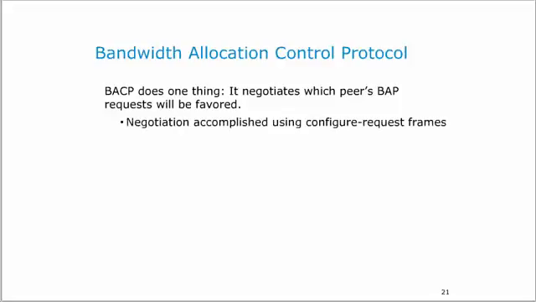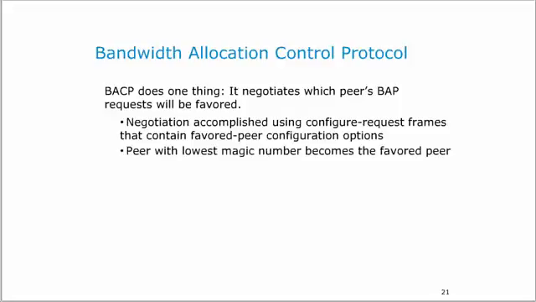BACP accomplishes this through the use of configure request frames that contain the favored peer configuration option. Each peer is assigned a magic number. The peer with the lower number becomes the favored peer. To review magic numbers, refer back to the Link Control Protocol Configuration Options slide in this module.